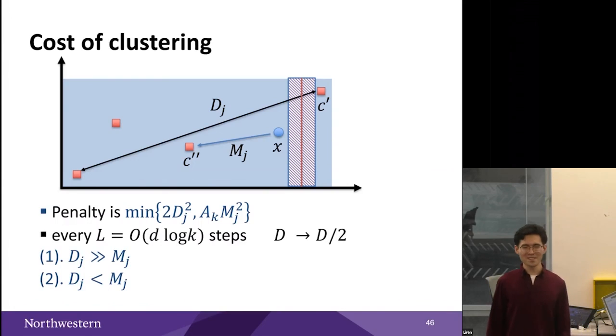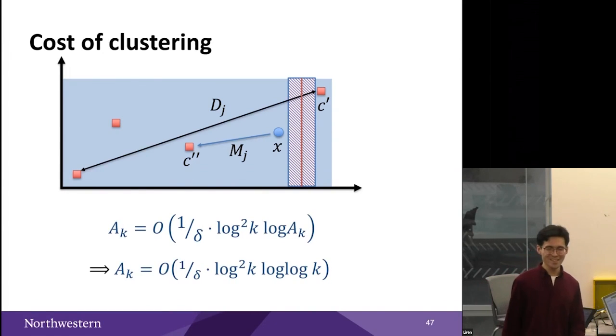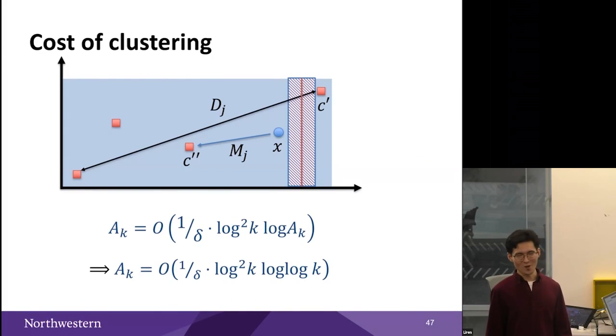I will not show the detailed analysis, but combining the two cases, we will get AK equals order 1 over delta times log squared k times log AK. And then which provides our desired upper bound on the term AK. Then our analysis is done.